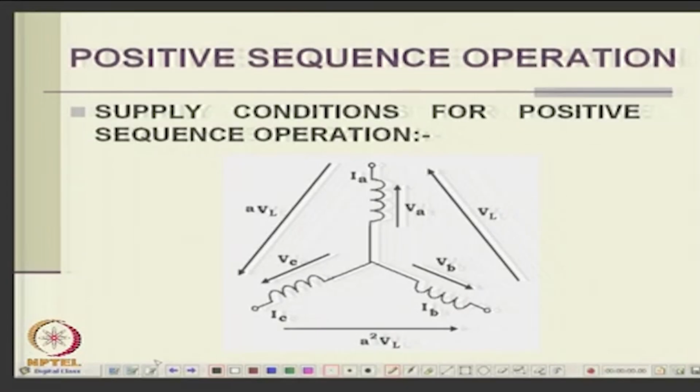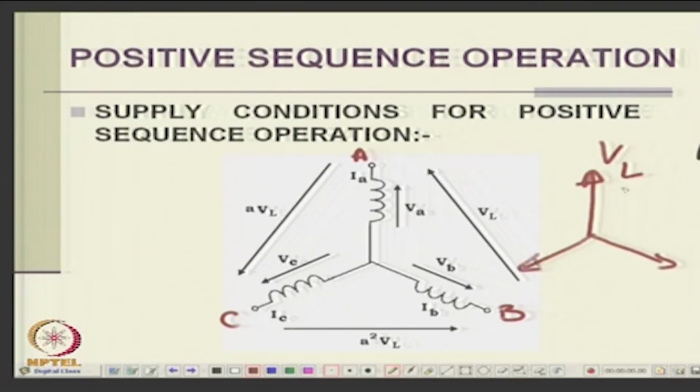Now, suppose it is a star connected 3 phase induction motor, and you apply a positive sequence voltage. Suppose these are the terminals A, B, C. You apply VL across AB, A square VL across BC, and A VL across CA, because you apply 3 phase voltages.